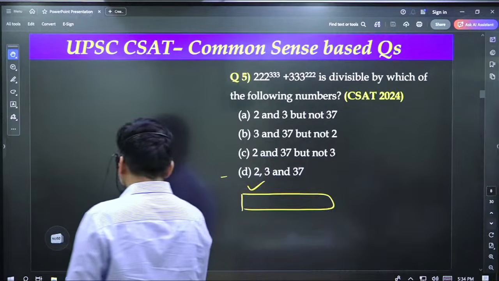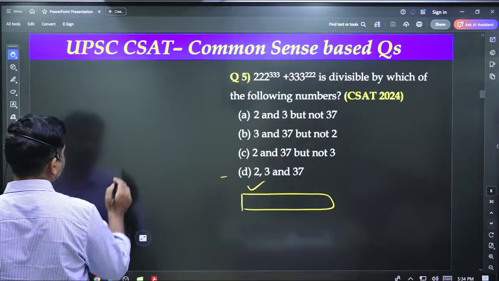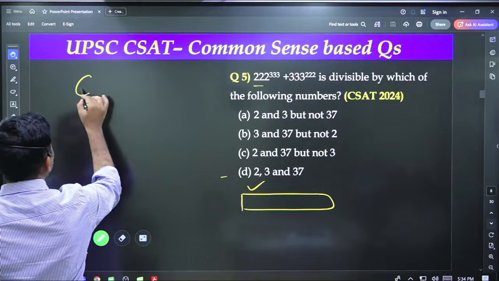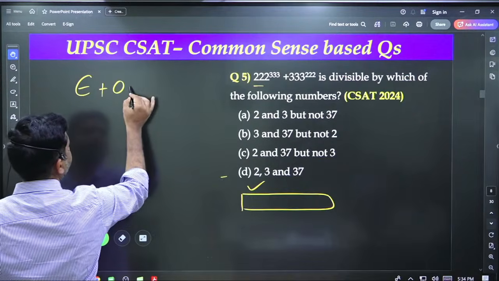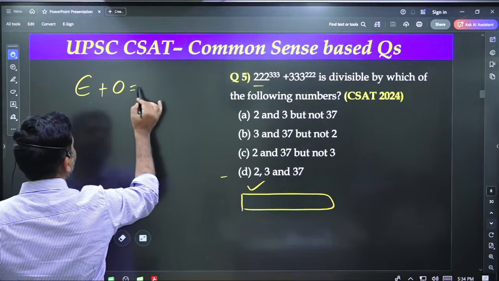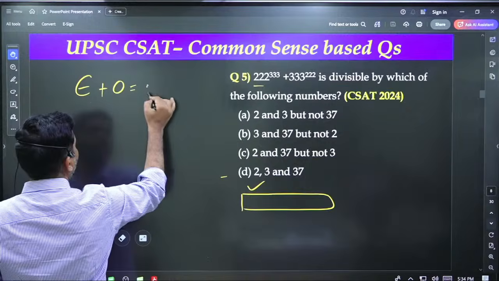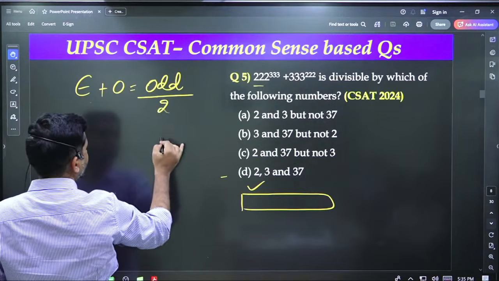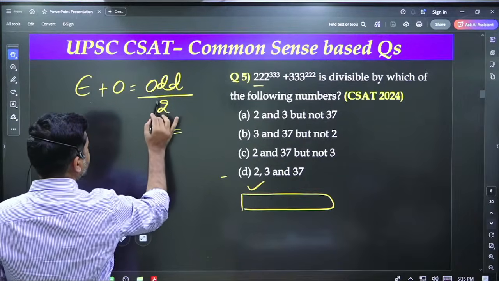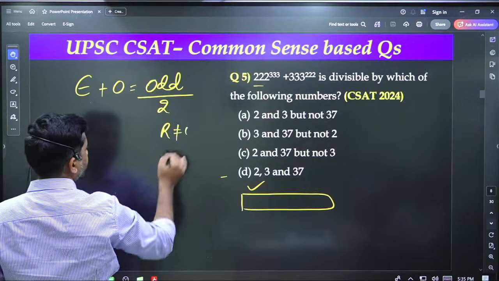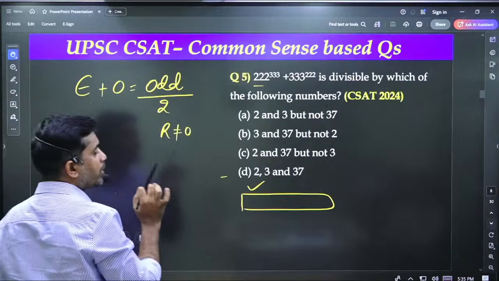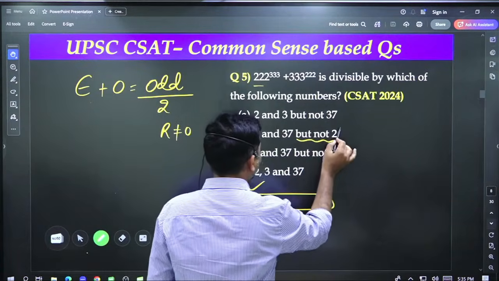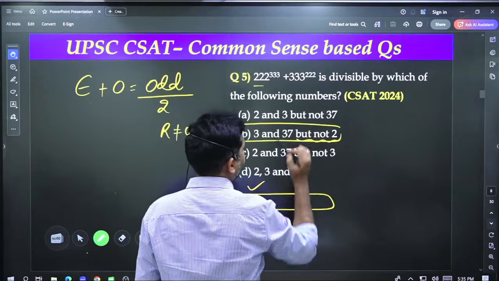Fundamental point is, first of all, the first number is even, the second number is odd. Even plus odd gives an odd number. Odd numbers are never divisible by 2. Remember this, odd numbers are never divisible by any even number. It means 2 is not a factor of this number. But 'not 2' is given only in option B, so this is the answer.